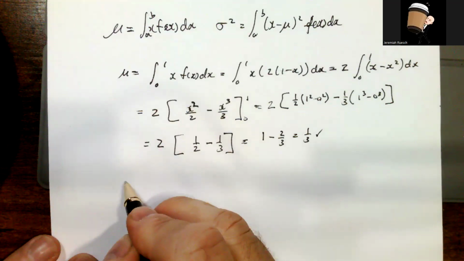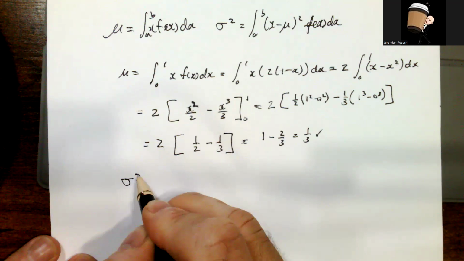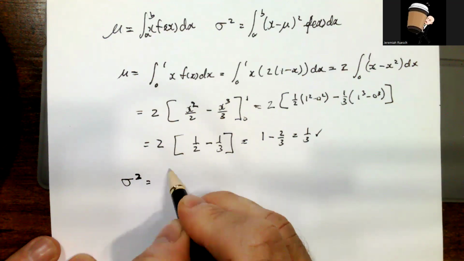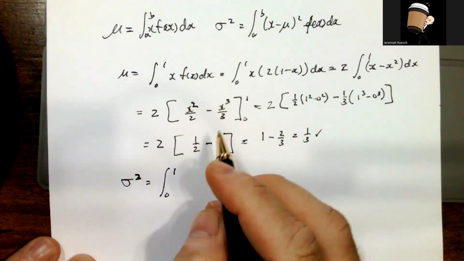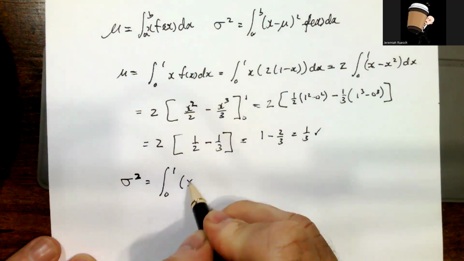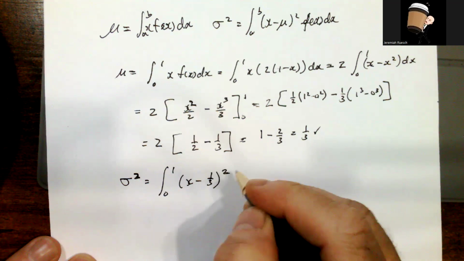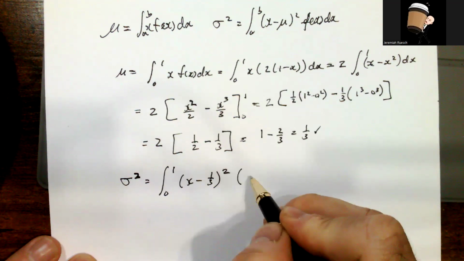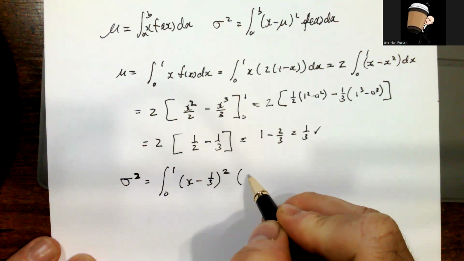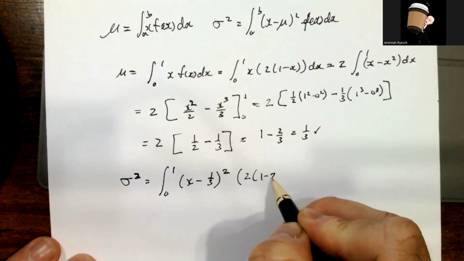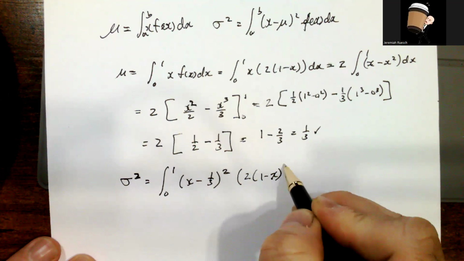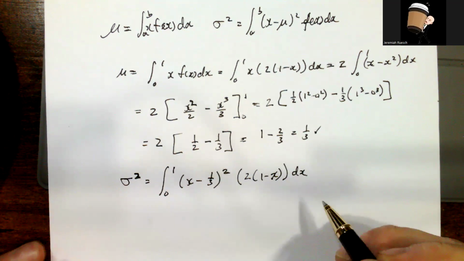So I'll set up the integral and then use technology to actually compute it. So sigma squared is going to equal the integral from 0 to 1. We have x minus our mean, which was 1/3, squared. And then we're going to multiply that by our f of z, or our PDF, which is going to be 2 times 1 minus x. And then we're going to multiply that by dx, okay?